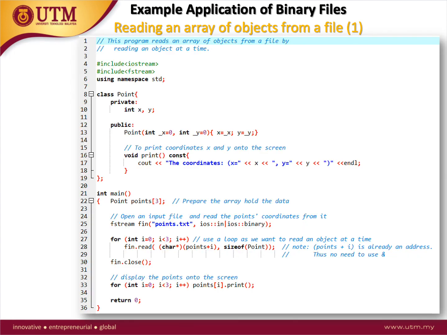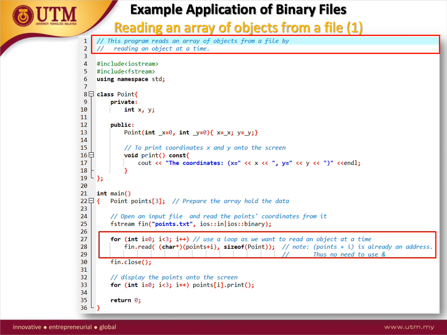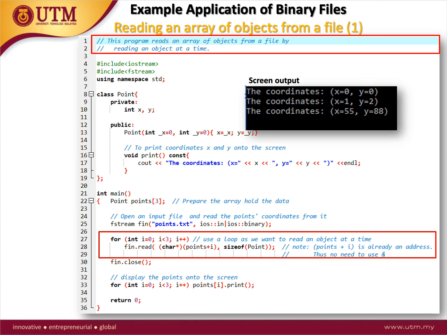Now let's try to understand these codes. This is actually reading an array of objects from a file. This is in the main function. We declare the array to hold 3 data. This is the text file again. Here you can see we use a loop as we want to read an object at one time. This is actually the expected output, based on the previous example.